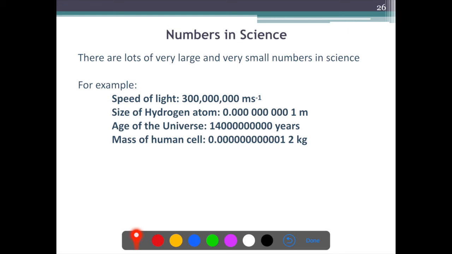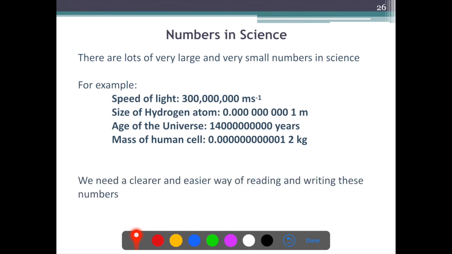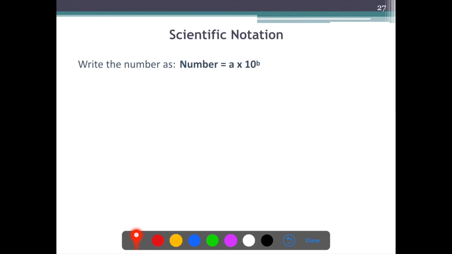And you can see here that if you're dealing with these very big and very small numbers, it can get quite tiring and confusing writing all of these zeros. And so we need a clearer and easier way of reading and writing these very large and very small numbers. And that way is what we call scientific notation.